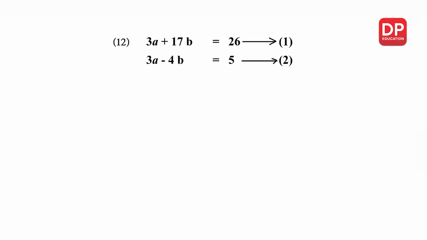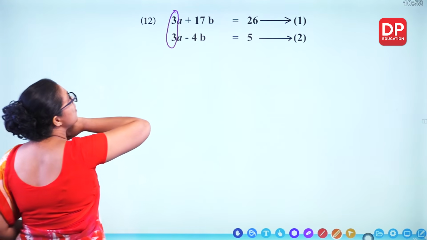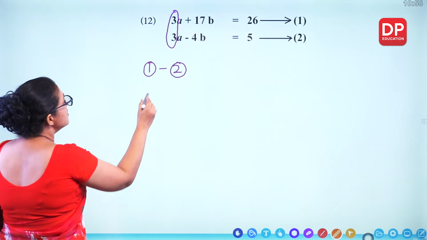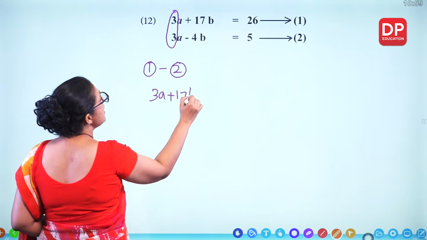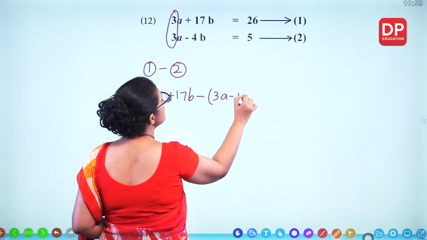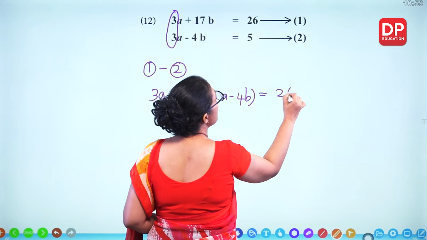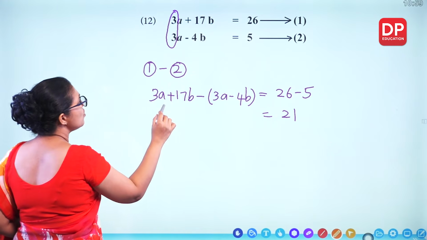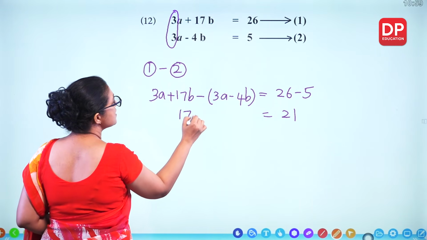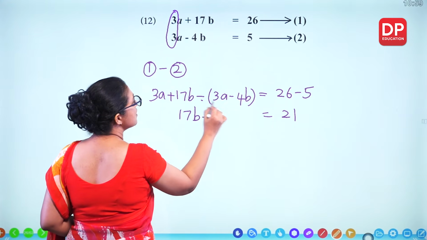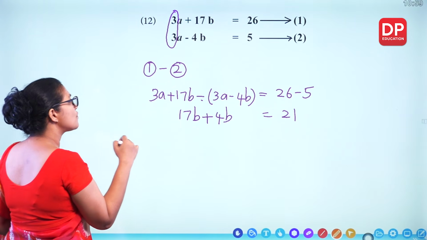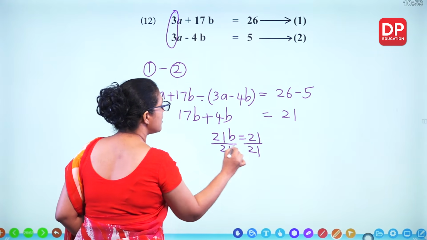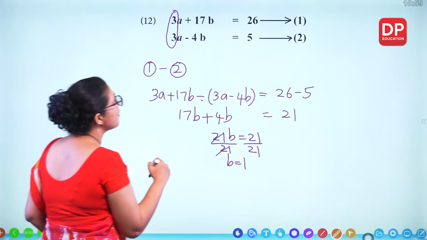This one, the coefficients are equal. This one, same sign, you subtract. 3a plus 17b, subtract 3a minus 4b, 26 minus 5. So you get 21 here. Subtract these two, 3a gets cancelled out. I'm getting 17b plus 4b. 17 plus 4, 21b equals 21. Divide this by 21. You get b equals 1.